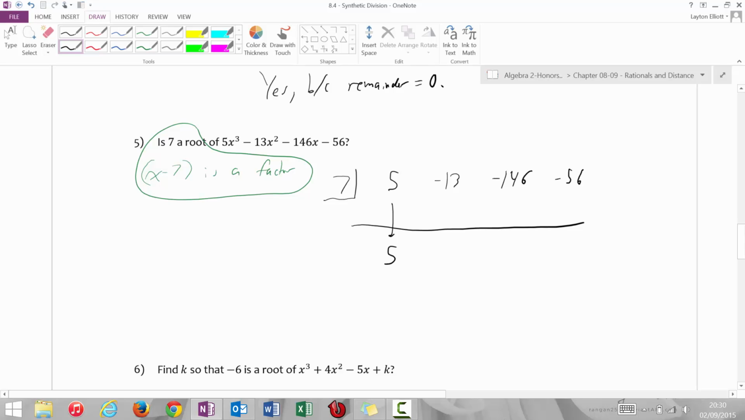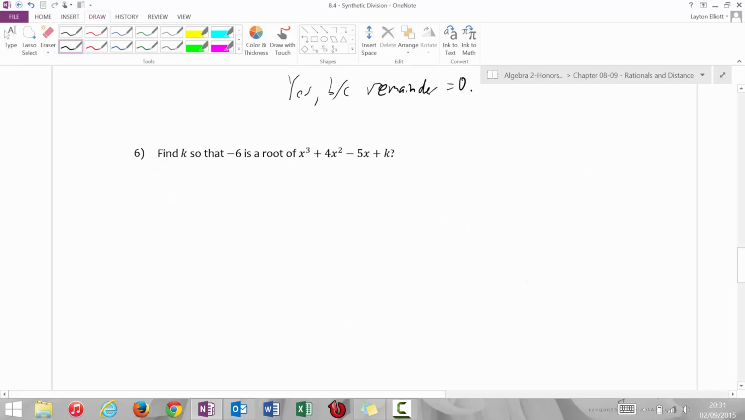7 times 5 is 35. Add, we get 22. Multiply, I get 7 times 22 is 140 plus 14, so 154. Then add 8, 56, 0. So again, we have yes, and for the same reason, because the remainder is 0. If that remainder was anything other than 0, then it would not be.